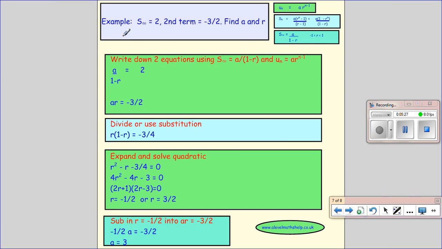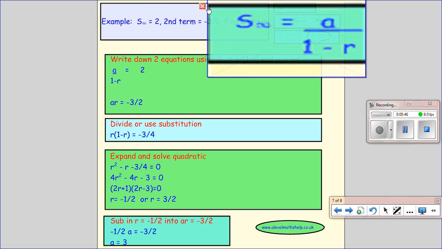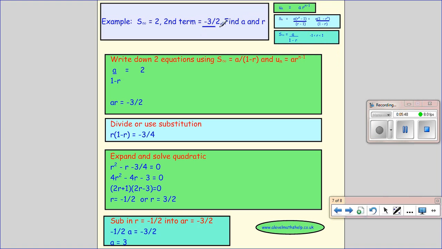Okay, so here we've got an example of sum to infinity. Sum to infinity equals 2. Now, just remember, when you have a sum to infinity equal to a number, that means your r is restricted here. So for the sum to infinity, we can use this formula. And then the second term equals this, so we use this formula here. So we get these 2 formulas. And again, we can either solve them by substitution or just dividing.